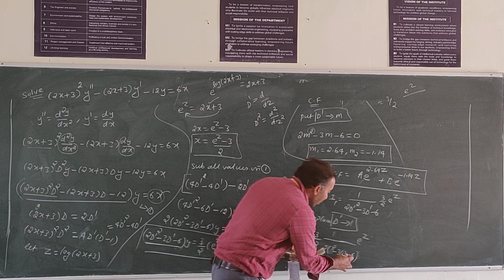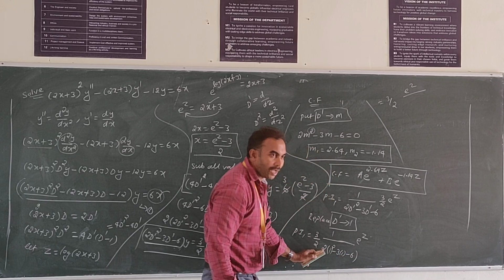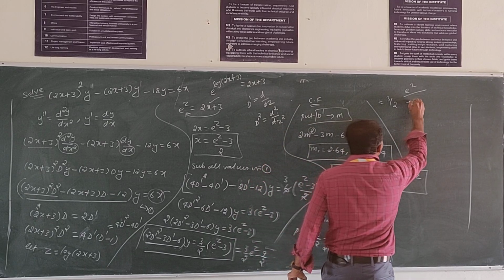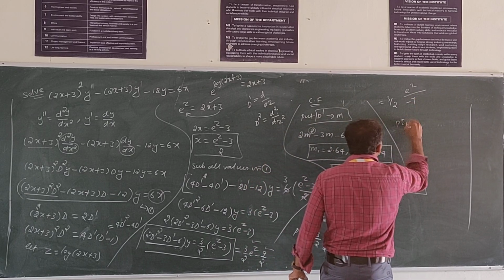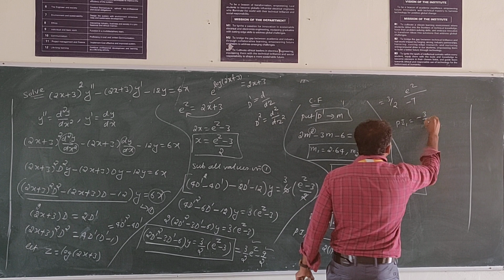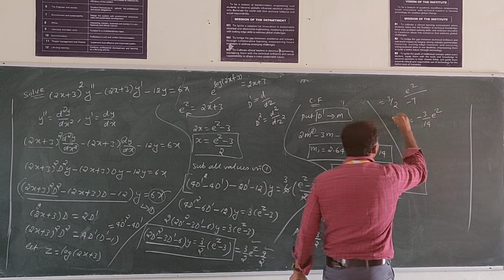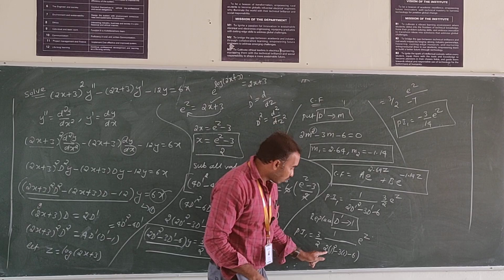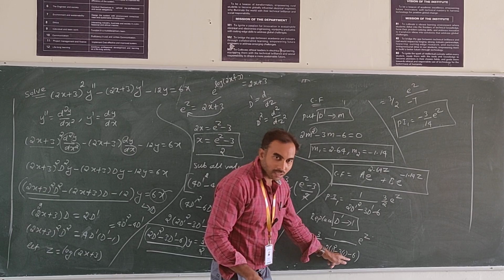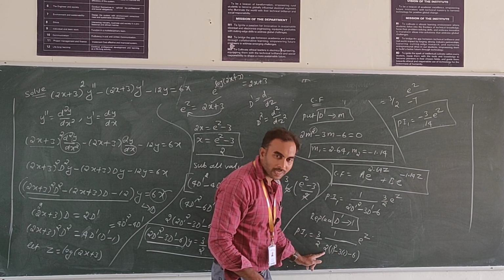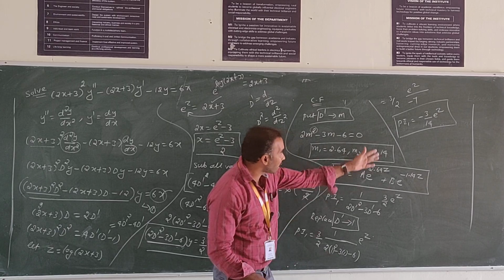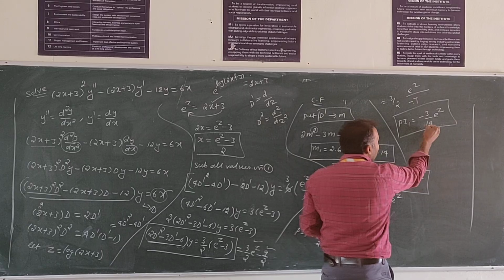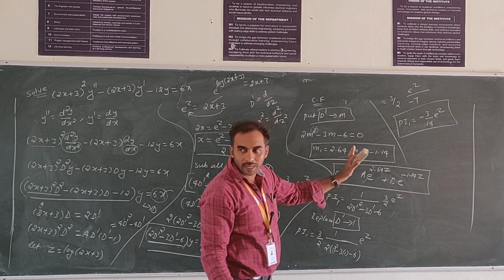2 minus 3 minus 6, what's the value? Minus 7. So particular integral 1 equals minus 3 by 14 e power z. This is a particular integral. Just to simplify this, 2 minus 3 minus 6, so minus 9 plus 2. What is the value? Minus 7. So minus 7, and 2 is there. 2 into minus 7 is 14. This is the particular integral 1.